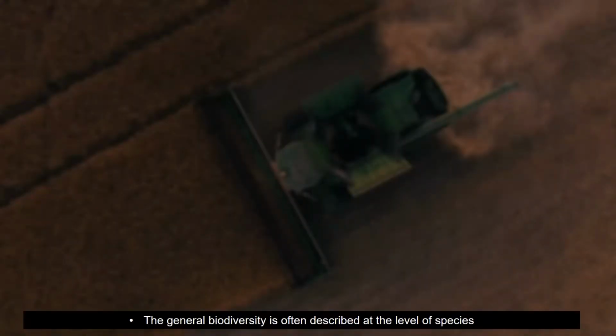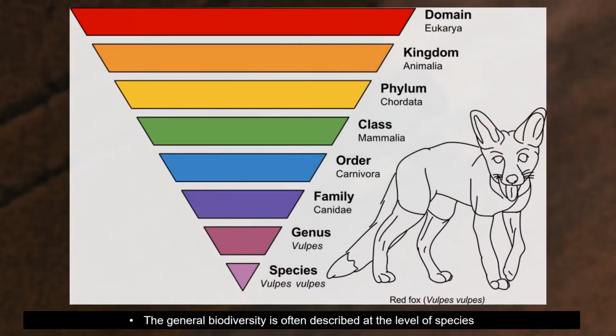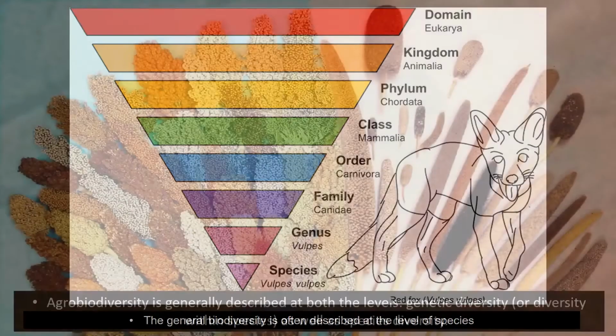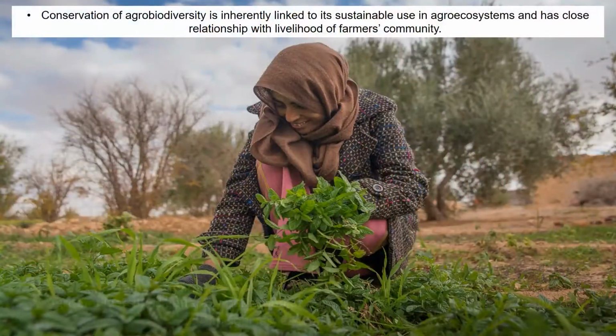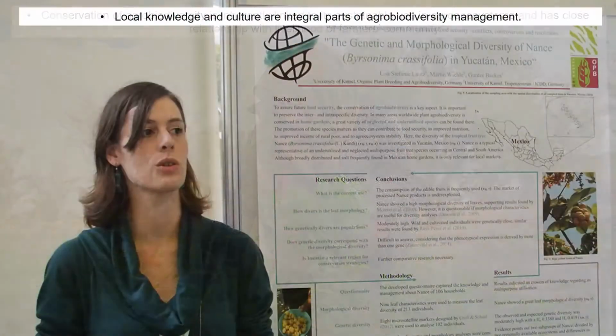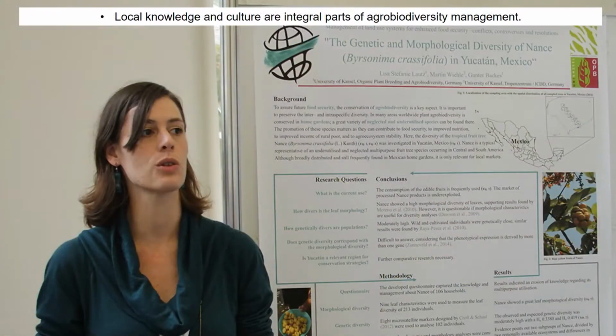Again, while general biodiversity is often described at the level of species, right, when you talk about biodiversity, when you talk about agrobiodiversity, it is described at both the level of genetic diversity as well as species diversity, right? Conservation of agrobiodiversity is inherently linked to its sustainable use in the agroecosystem and has a close relationship with the livelihood of farmers' communities, local knowledge, and cultural integral parts of agrobiodiversity management.